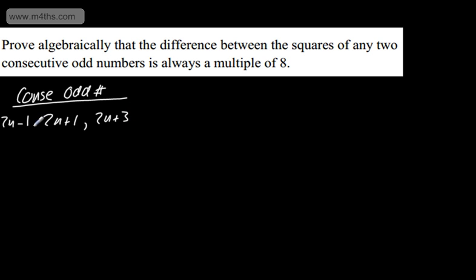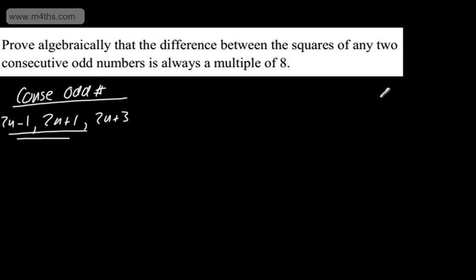We're asked to prove algebraically that the difference between the squares of any two consecutive odd numbers is always a multiple of 8. So if we look at our consecutive odd numbers, we could say that one of them was 2n plus 1 and the next one was 2n plus 3. Instead, what I'm going to have is 2n minus 1 and 2n plus 1. Just think about this. This is going to make our algebra easier on this particular example.